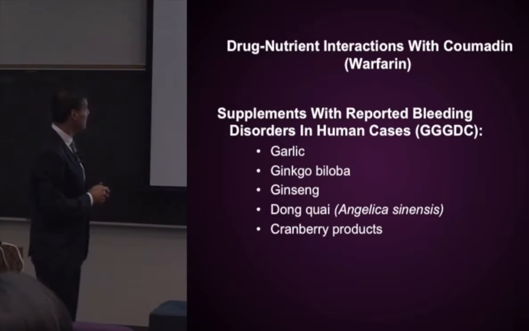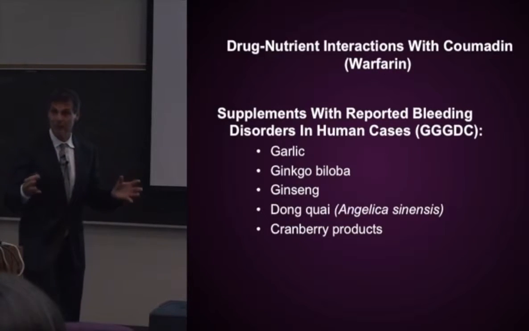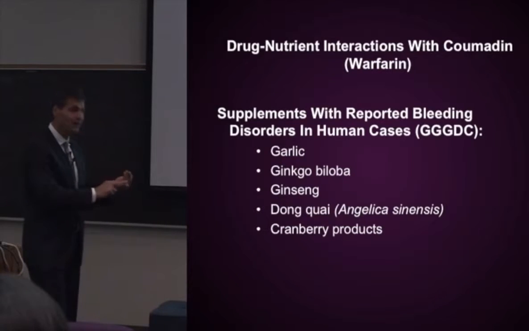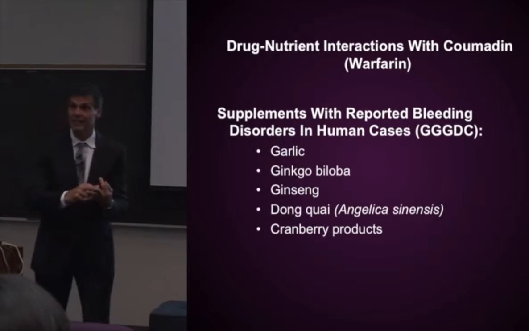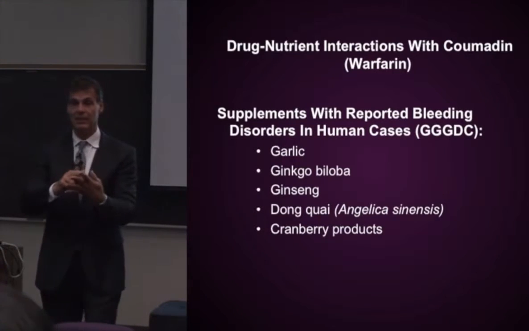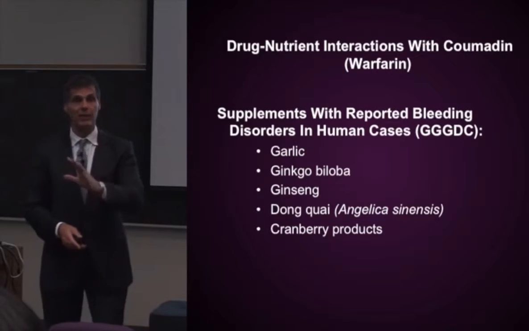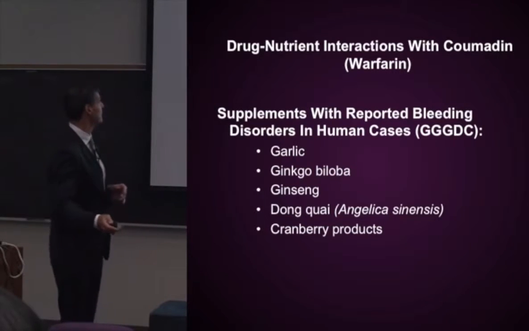So notice that it's just simply the 3 Gs, D and C. Remember, DC is like doctor of chiropractic, so that'll be easy for you. So garlic, ginkgo, ginseng, and then remember the DC, dong quai and cranberry. And you'll be able to memorize that list very easily.